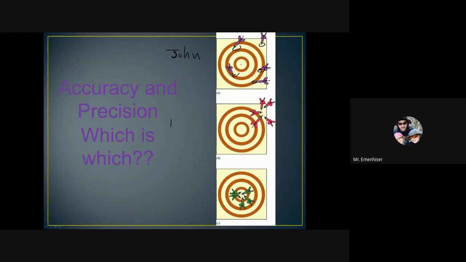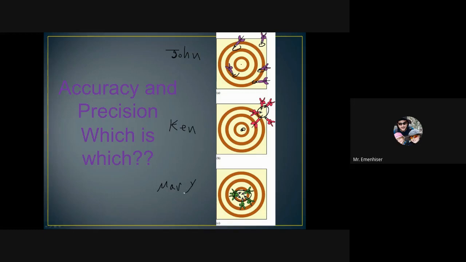Then let's say Ken comes in. Ken is off, right? This is not where he wants them to be. He wants them here on target. So they're not on target, but they are consistent. They're all in a small area, okay? And then down here, let's say Mary, the expert dart thrower, throws all of her darts. They all go in the bullseye. Very nice. So we want to look at these three throws, John's, Ken's, and Mary's, and see who is accurate and who is precise.